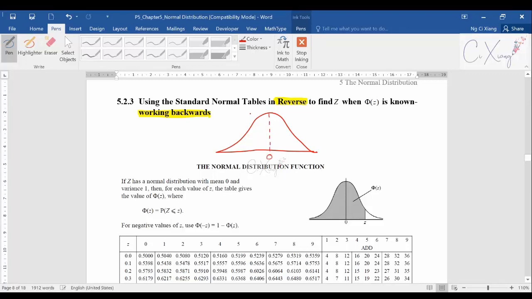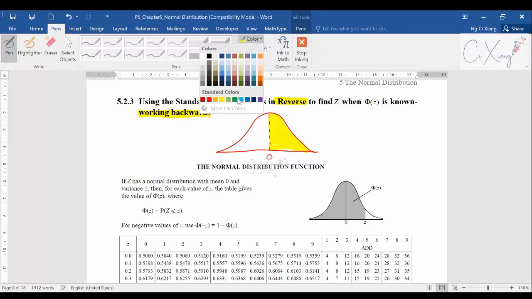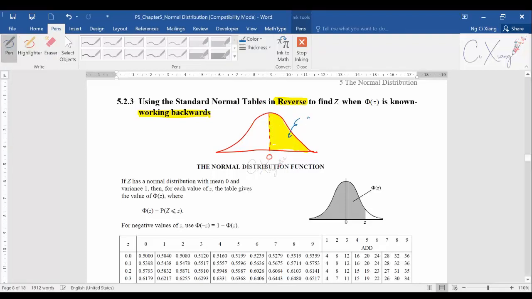Okay, so one common sense is you should know the area for the right hand side of 0. You should know that it is 0.5, half of the graph. If you are having the area on the left hand side, it is also 0.5, half of the graph. Therefore, 0.5 plus 0.5 equals 1. That means the total probability or total area under the graph should be 1.